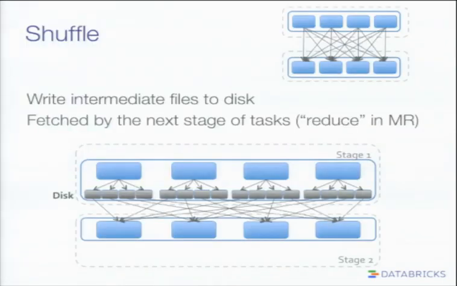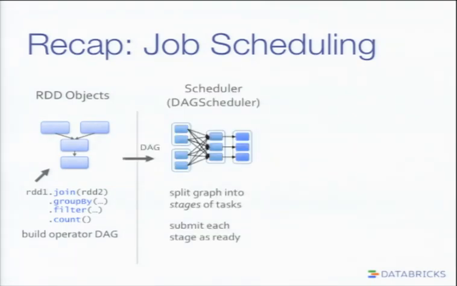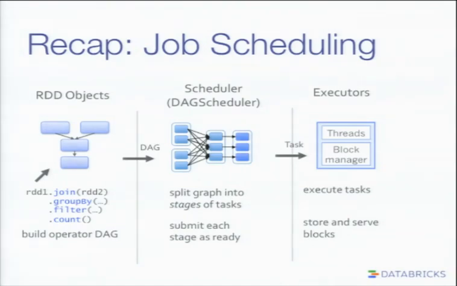Hopefully, this flow explains a little bit about how Spark actually works. We have this graph of RDDs, and we pass it into a scheduler. The scheduler breaks it down into stages of tasks, and we send the tasks to the executors for execution in threads. Then we get results back, or shuffle outputs on disk.